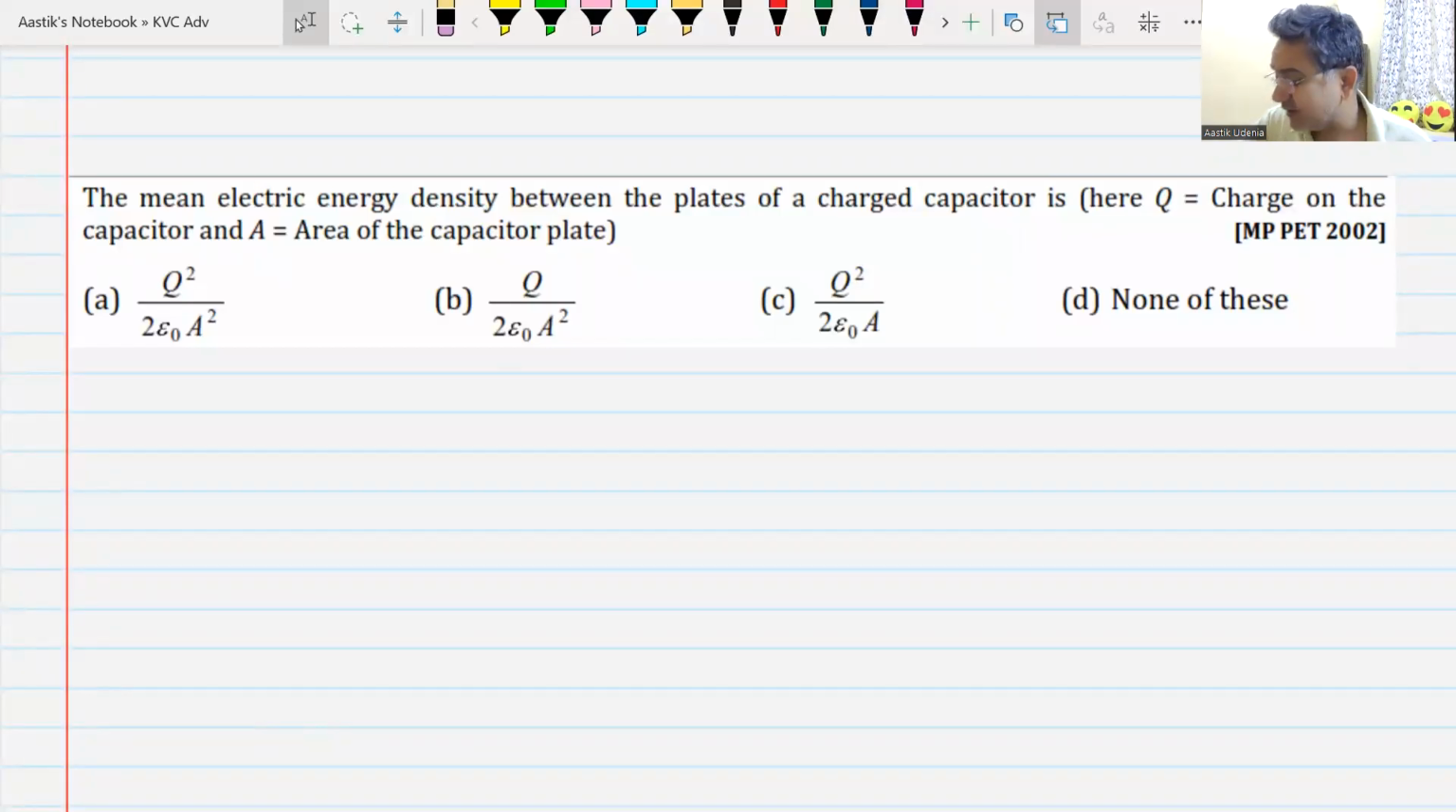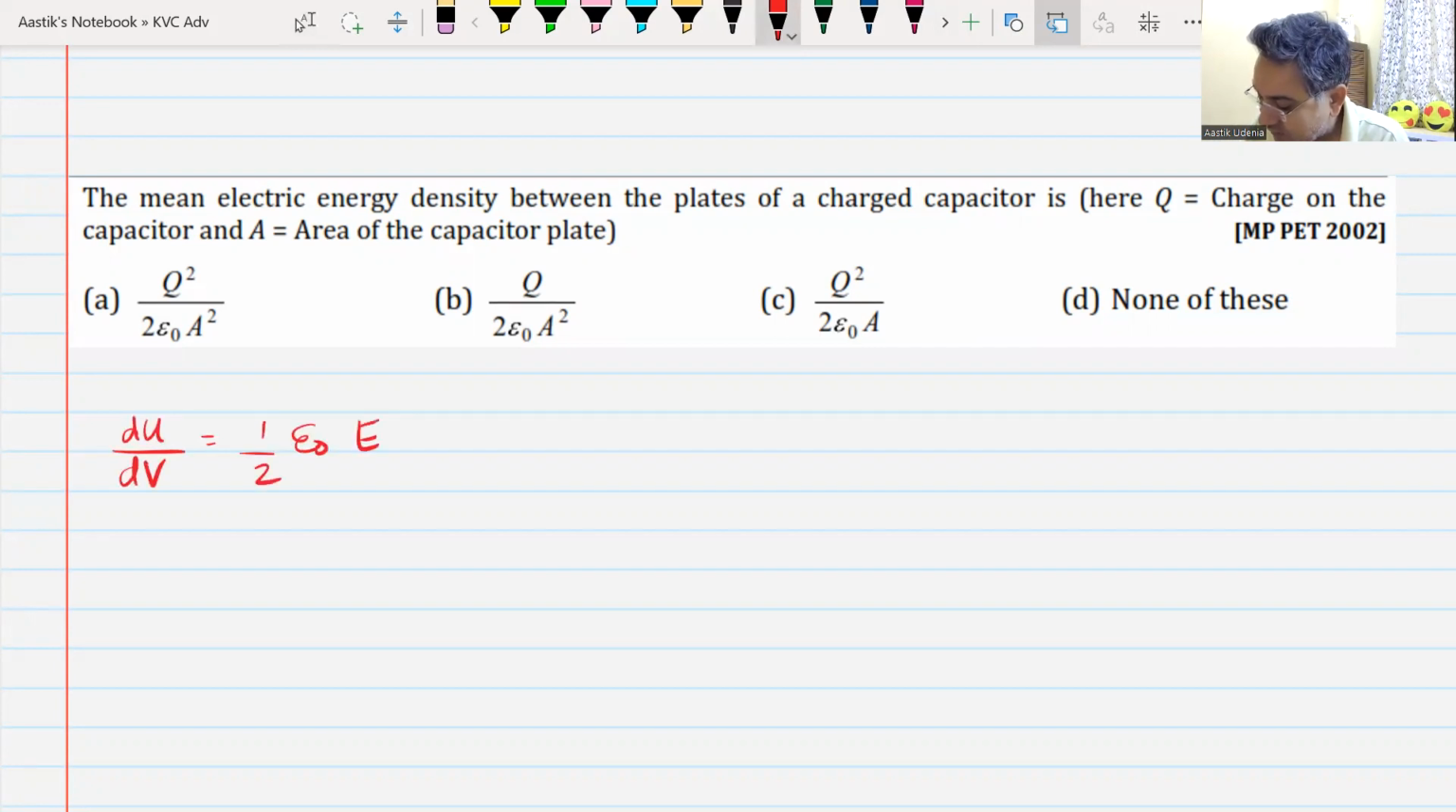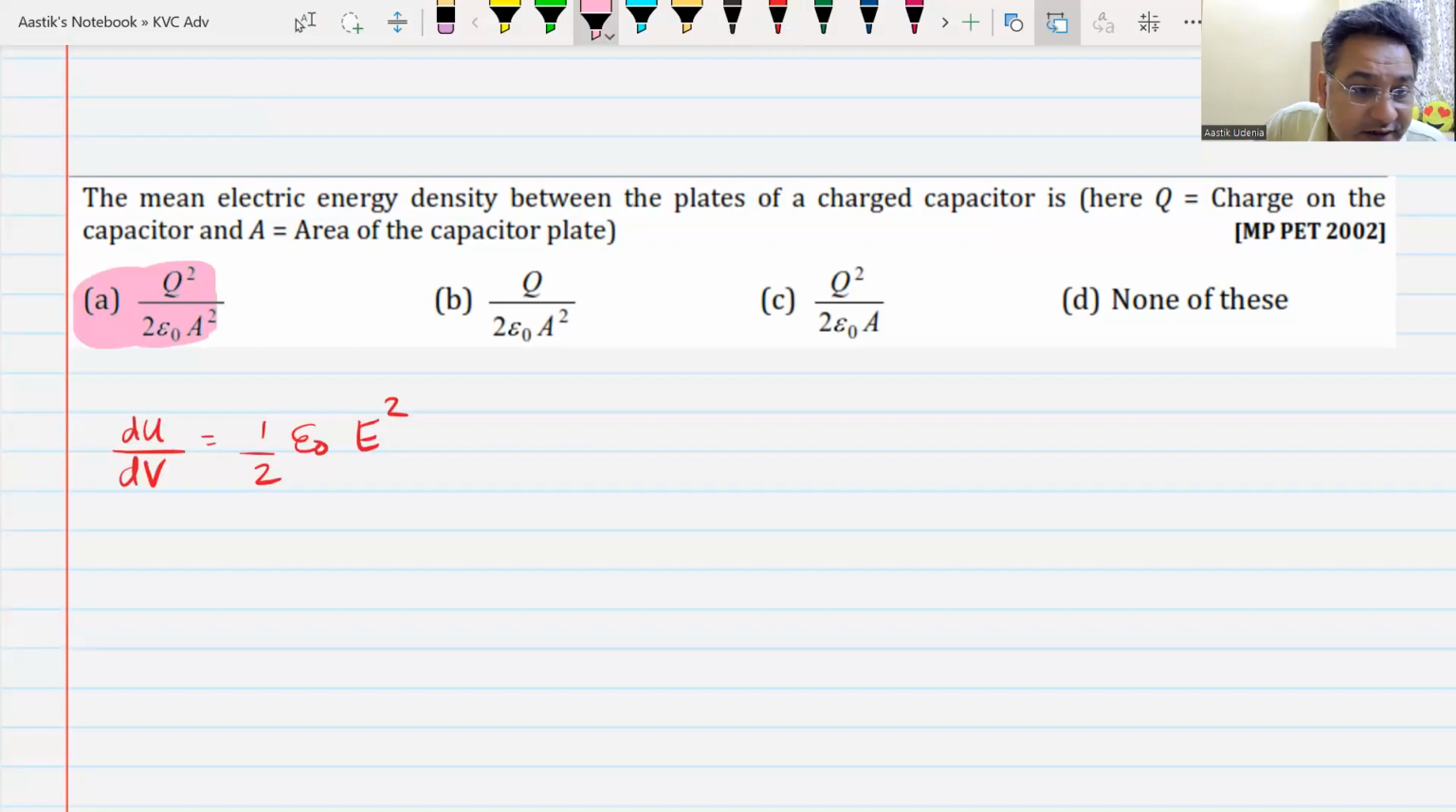Option A is correct. If you remember, the energy density du by dV was half epsilon naught E square. Do we remember this? Yes, sir. The only option that matches is half into epsilon naught, E is sigma by epsilon naught, and you can get the answer. This is option number A, and I hope you will remember it. Everyone understands this?